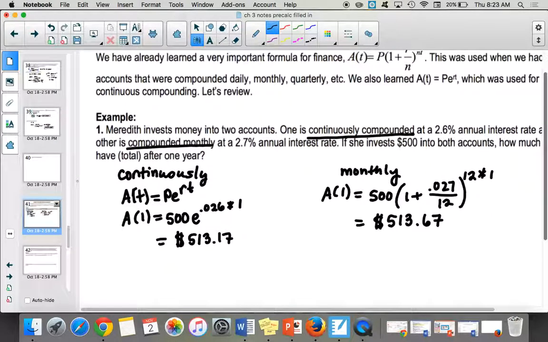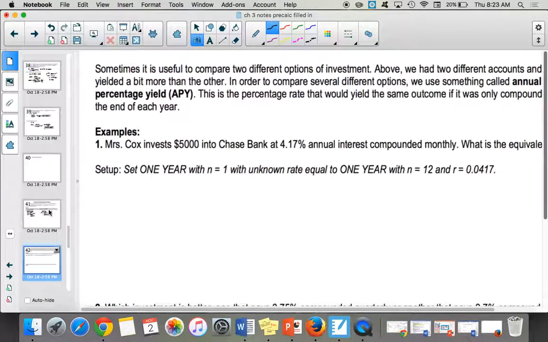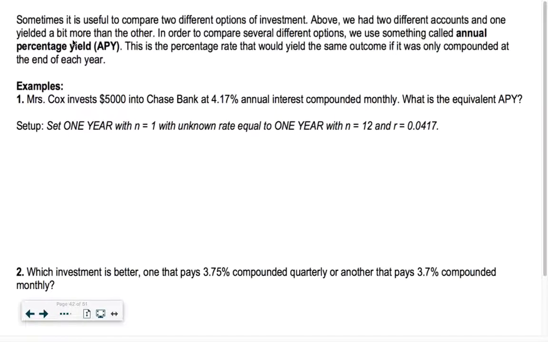All right, so that involves something called APY. It says sometimes it's useful to compare two different options of investment. Above, we had two different accounts, and one of them yielded a bit more than the other. Not much, but a little bit more, right? In order to compare several different options, we use something called annual percentage yield. Have you guys ever seen APY before, like on billboards? Yeah, you'll see it around. Annual percentage yield is basically the percentage rate that would yield the same outcome if it was only compounded at the end of each year.